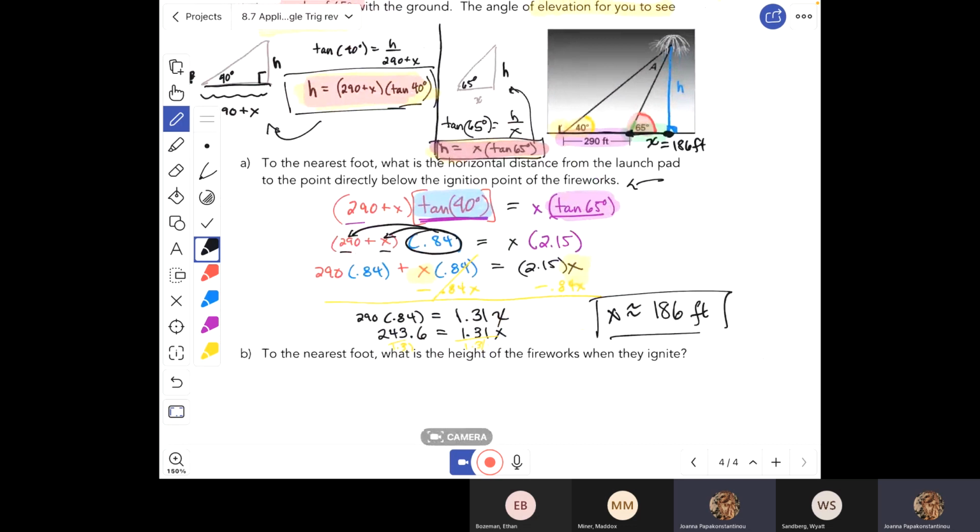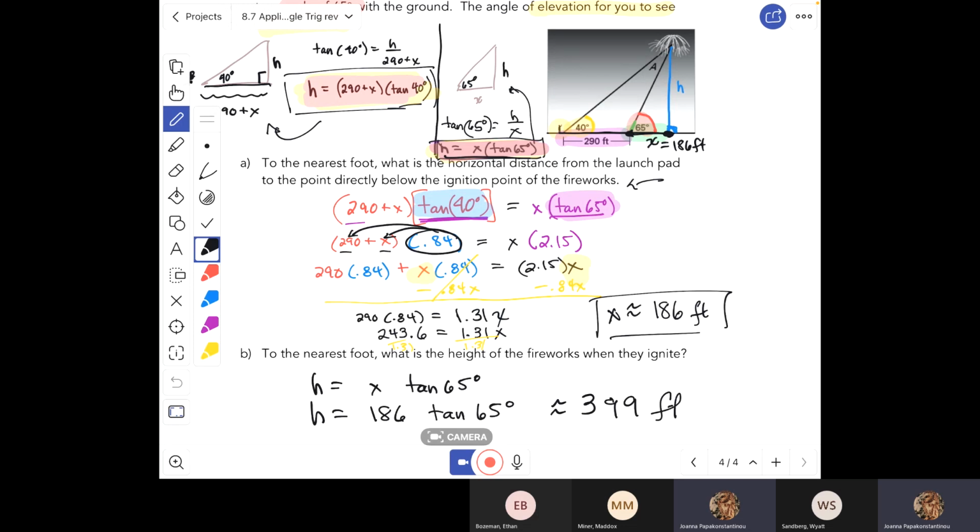But the next question says, what is the height of the fireworks when they ignite? So what is h? I don't care where you put it. Well, I need this or this. I don't care which one you use, they equal the same thing. So I'm going to just do this one because I feel like it. We said x was 186. 186 times the tan of 65 degrees is what? You tell me. How high up are those fireworks? Approximately 399. So the fireworks are approximately 399 feet from the ground.